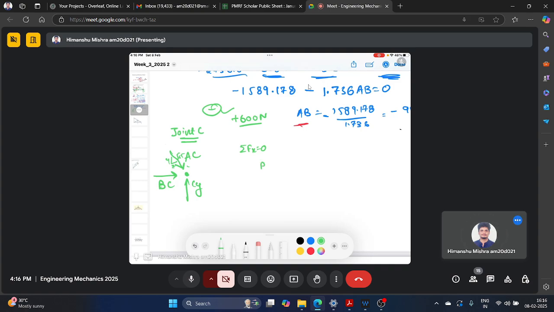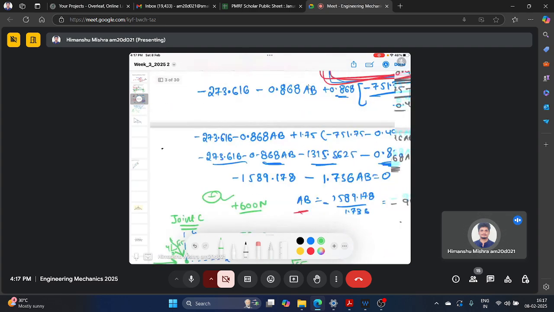Let me draw the coordinate axes also. This is x, this is y. So I will have the force in member BC in the positive x and plus 7 by root 65 AC equals 0. So the force in member BC will be minus 7 by root 65 AC, and AC was 600.